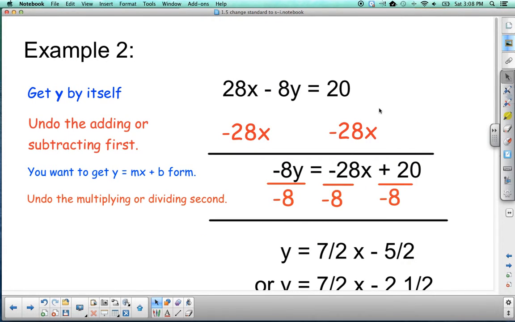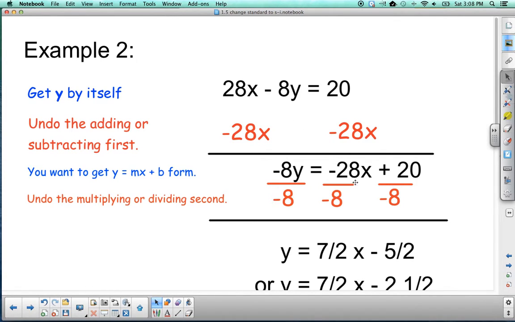I have another example here. 28x minus 8y equals 20. Again, we're trying to get y by itself. Again, we undo the adding or subtracting first. Subtracting 28x because it's positive here. This negative goes with the 8. The 28 is positive. Its opposite sign is to subtract.